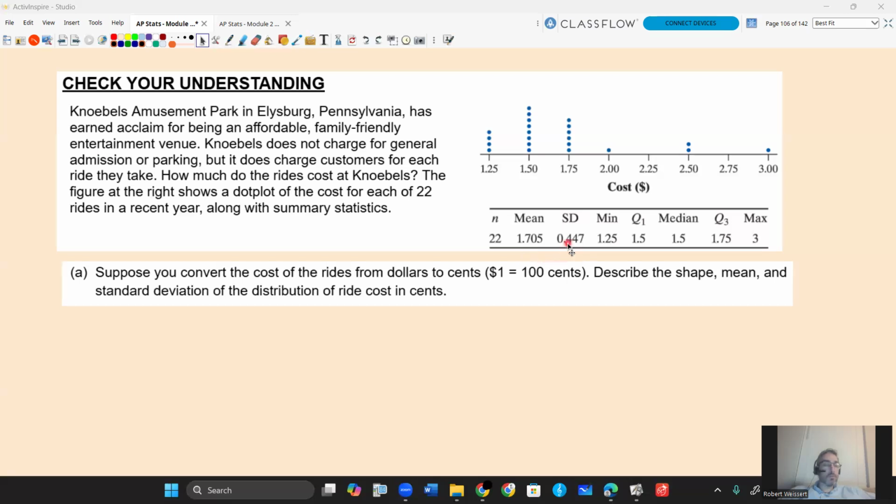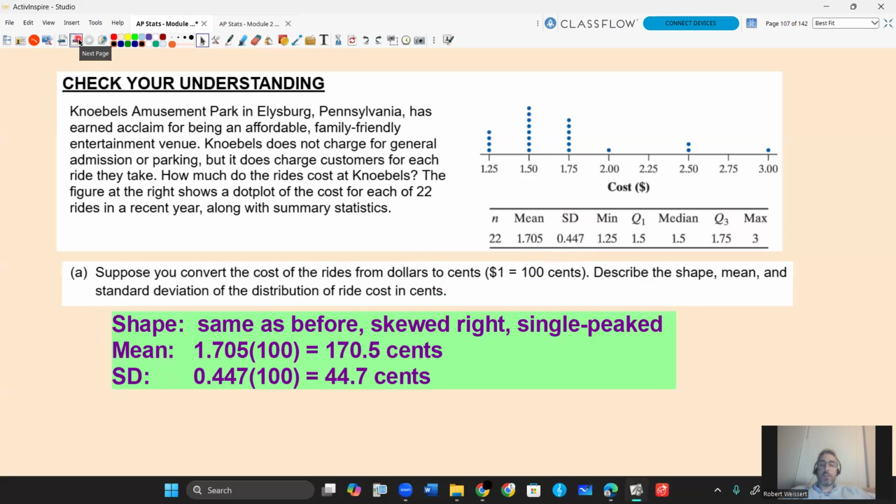This is in dollars. Part A, suppose you convert the cost of the rides from dollars to cents. In this case, we're going from 1 to 100, so we're going to have to multiply. Describe the shape, mean, and standard deviation of the distribution of ride cost in cents. Well, the shape isn't going to change, so it's going to be skewed to the right, single peaked. The mean will be 1.705 times 100, which is 170.5 cents. And the standard deviation will also be multiplied by 100 since we're multiplying, so you'll get 44.7 cents. Does that sound good? All right, let's look at part B.